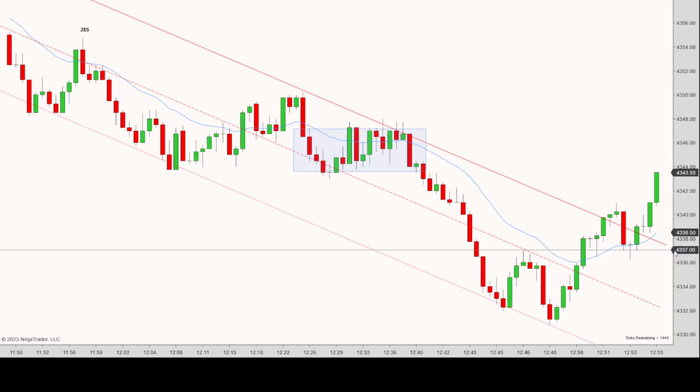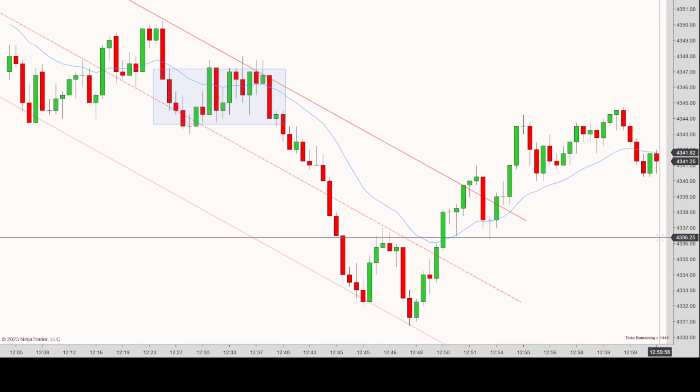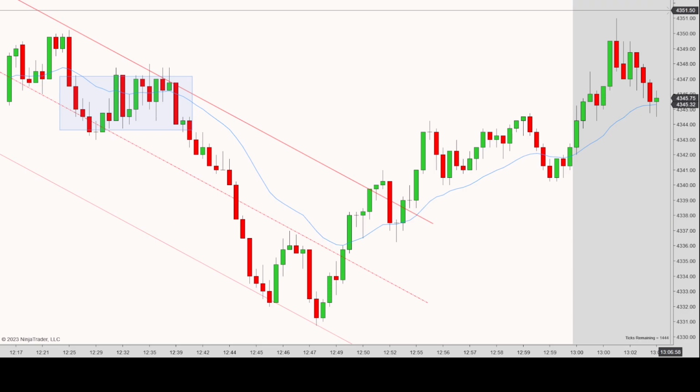And of course, it chops around. It's going into the last 10 minutes of the day and just gets pretty noisy. So this is kind of how I saw the charts today.